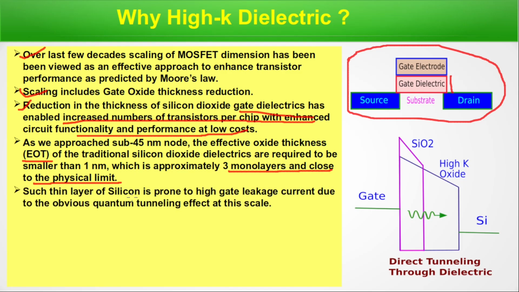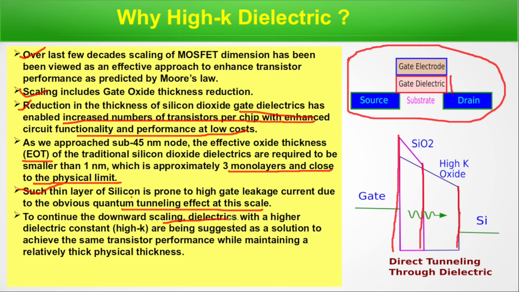Now, such a thin layer of silicon dioxide is prone to high gate leakage current due to the obvious quantum tunneling effect at this scale. Here is a comparative study. For the same current density, this is the silicon dioxide thickness and this is the high-K oxide thickness. In silicon dioxide, tunneling is happening. In high-K dielectric, it's not happening. To continue the downward scaling, dielectrics with higher dielectric constant are being suggested as a solution to achieve the same transistor performance while maintaining a relatively thick physical thickness. This is the reason why we are moving to high-K dielectric. Gate oxide thickness is higher, although the performance is the same.